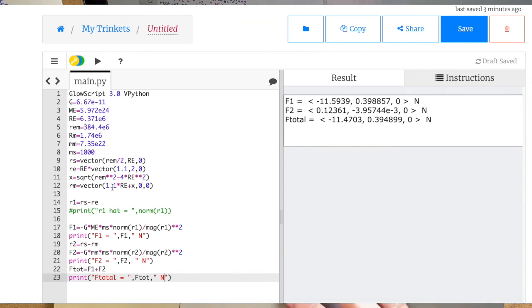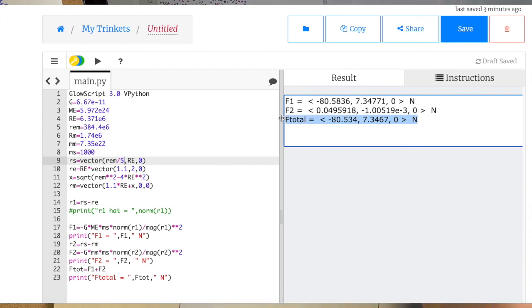And now you can do other cool things like change the location of the spacecraft and you'll get a new value. So let's put the spacecraft at, just for fun, let's move it closer to the Earth. So let's make this just REM divided by 5. And you'll notice the gravitational force went up. It's more to the left, right, in the negative x direction because I'm closer to the Earth, and that's where the Earth is.